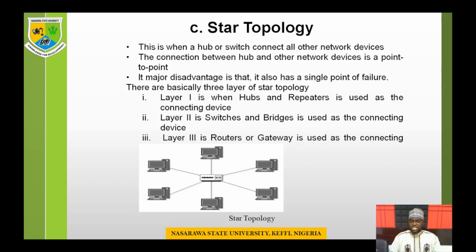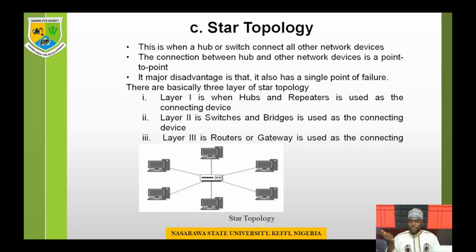Yes, the major disadvantage is that it has a single point of failure. That device in the middle, whether it is a hub, a switch, or a router, once it fails, the entire network is down. So the major drawback of this type of network configuration is that it has a single point of failure. Once the device in the middle is down, the entire network is down.